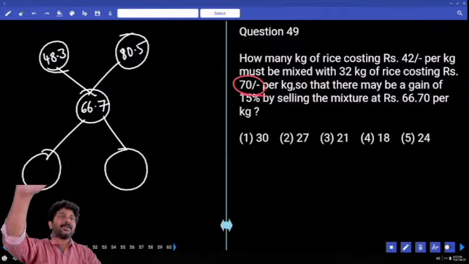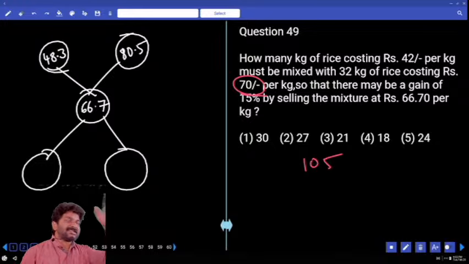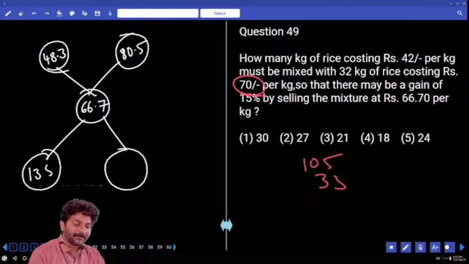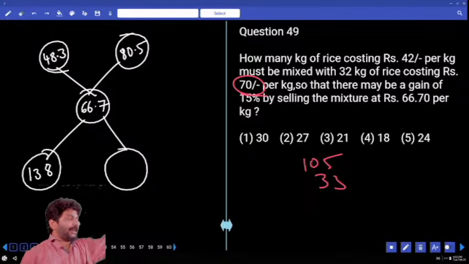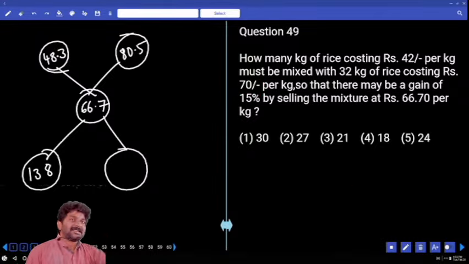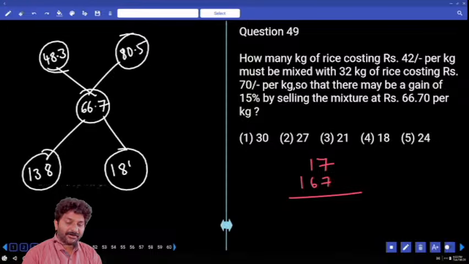805 is how much more than 700? 667 is how much less than 700? Then the difference is 138 only. Okay. Now the difference between 667 and 483. 483 is how much less than 500? 667 is how much more than 500? 167. Then the sum is equal to 184 only.